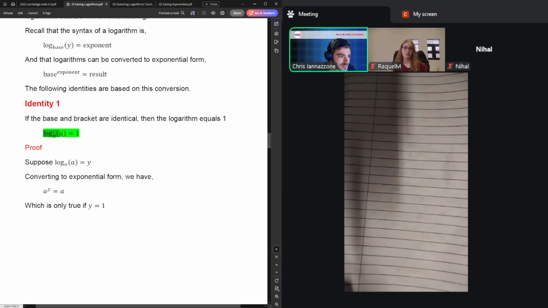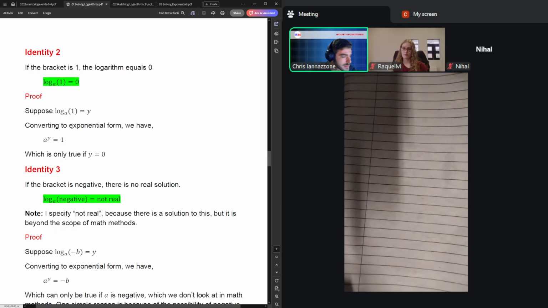Start with the thing that you think can be simplified further, make it equal something, flip to an exponential, and then that exponential is usually easier to look at and understand. Very similar, if you have the bracket as 1, it doesn't matter what the base is, the logarithm will always equal 0. There's a similar proof here. Simply put, the index becomes 0, and anything to the power of 0 becomes 1.